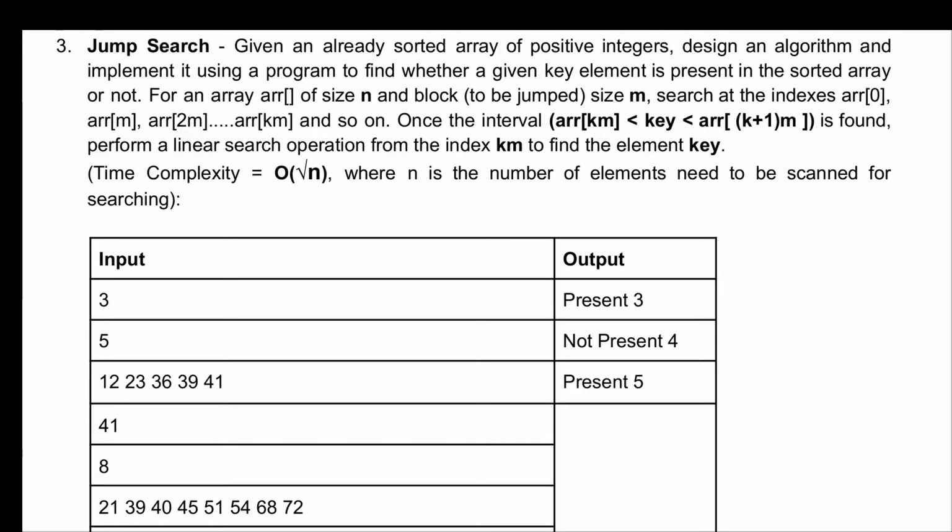In this algorithm, we find a block or jump size m and start searching from index 0, then m, then 2m and so on. The optimal size of m is root n, which has been discussed earlier. Then we find a range where this element could lie. Once we find this range, we search linearly, and if the element is found in this range, we return that index, otherwise we return -1.